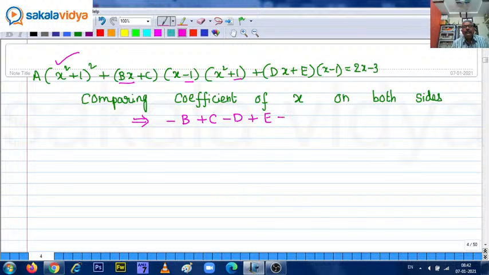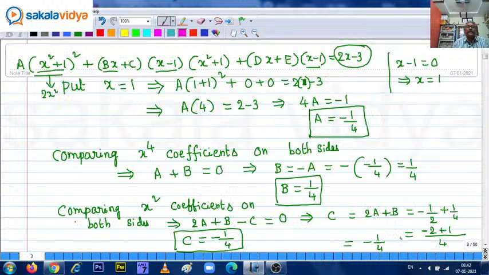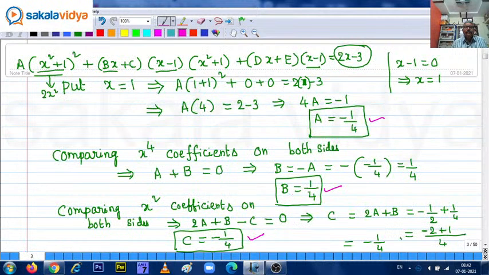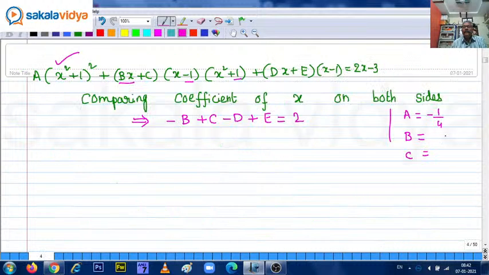E equal to what? Coefficient of x is 2 here. So now you see the previous values. What are the previous values? A is minus 1 by 4, B is 1 by 4, C is minus 1 by 4. So let us write now. A is equal to minus 1 by 4. B value obtained, C value obtained. Go back. So B value is 1 by 4. C value is minus 1 by 4. This is minus 1 by 4. So substitute here.